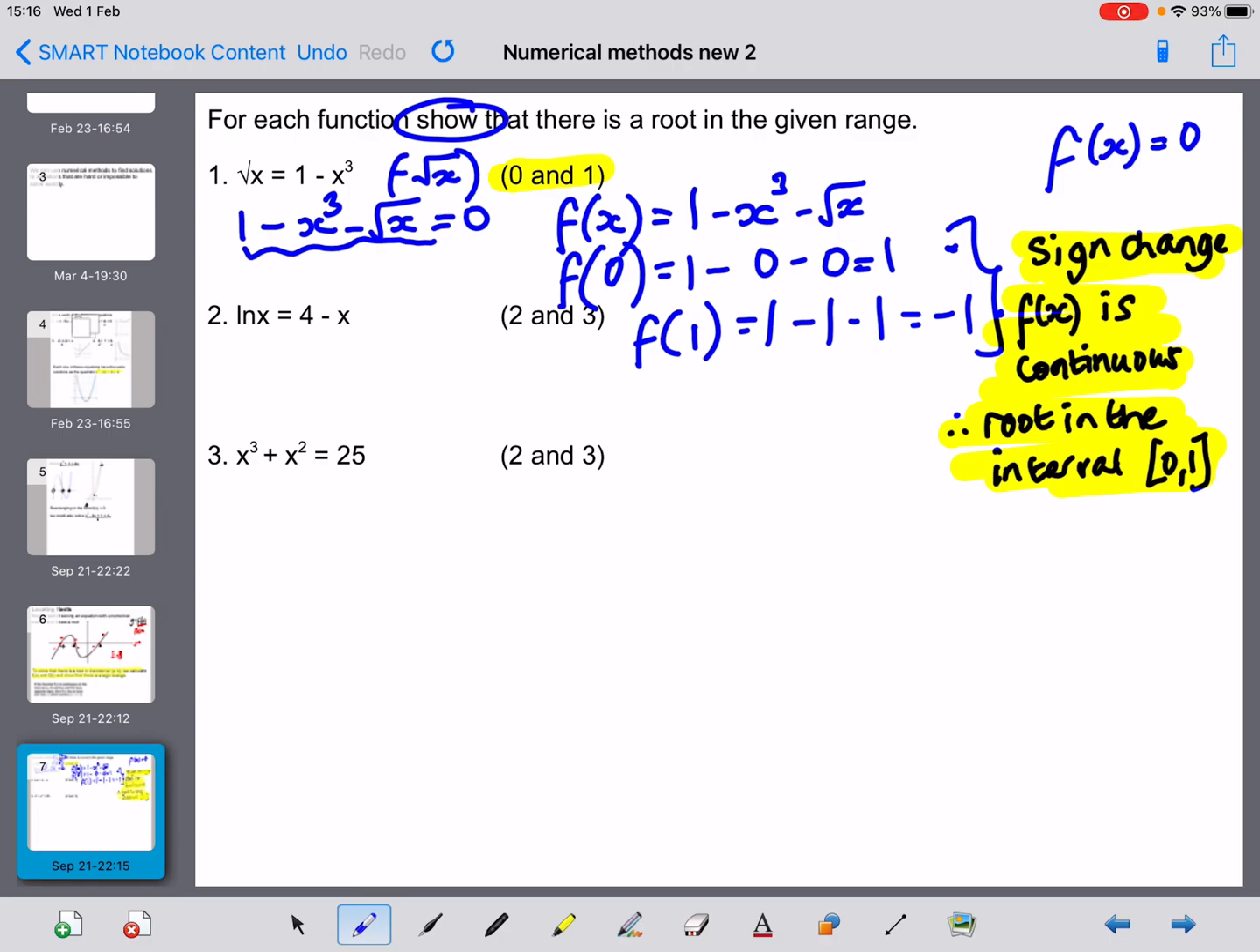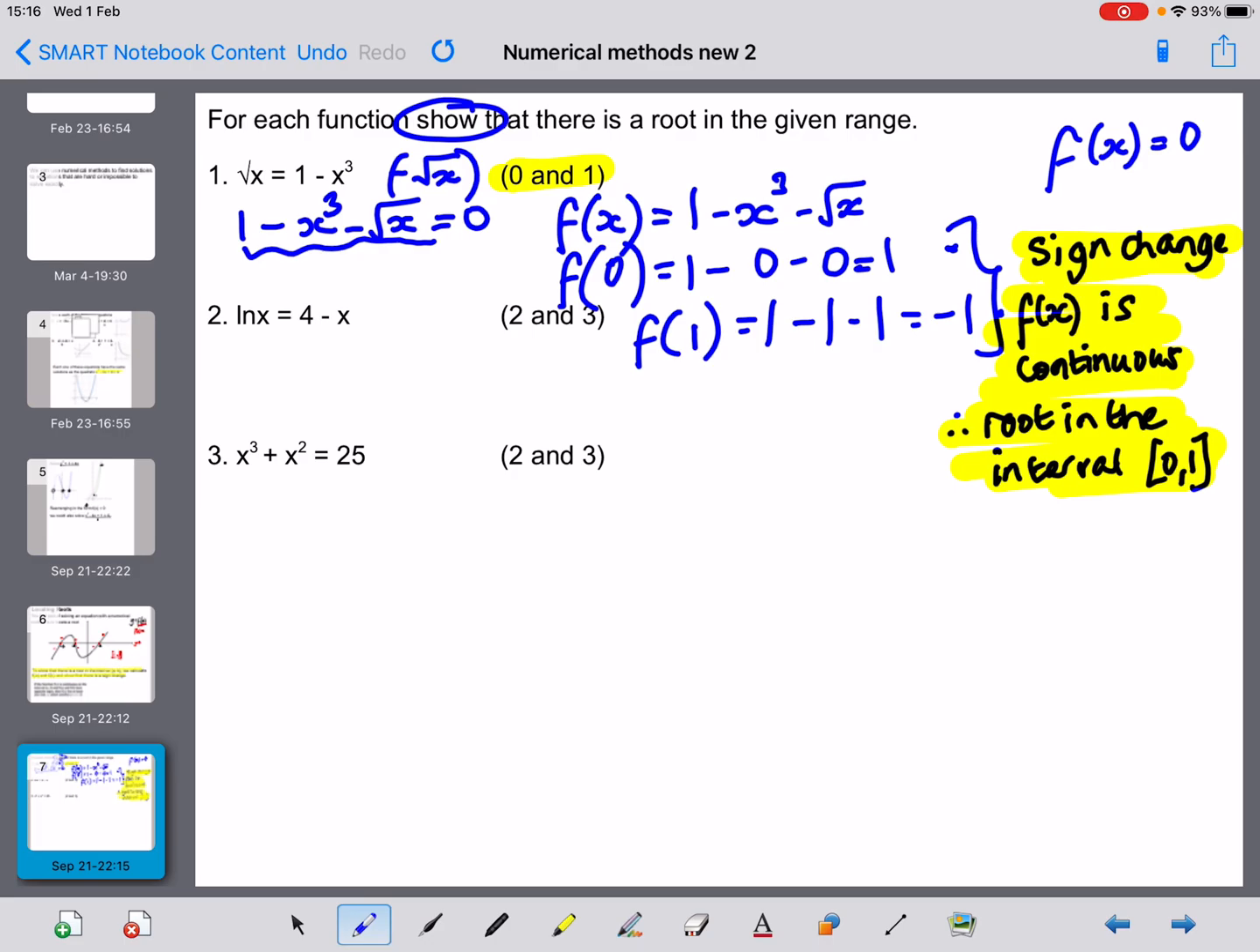Okay, so the second one, if you rearranged it, I just did 4 minus x minus log x, or you could have done log x minus 4 plus x. It doesn't matter which way around you rearrange it. When you put your 2 and your 3 in, you will have got a sign change. And then the third one, if you just take the 25 off, so you're doing x cubed plus x squared minus 25 equals 0, when you put your 2 and your 3 in, you will get a sign change.